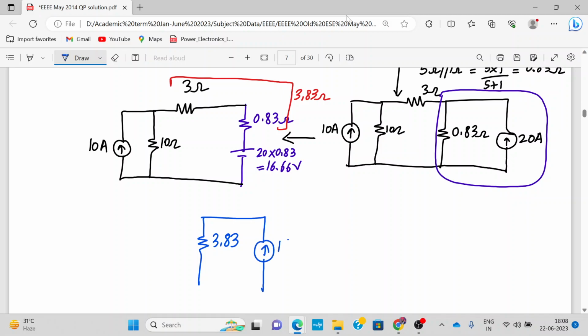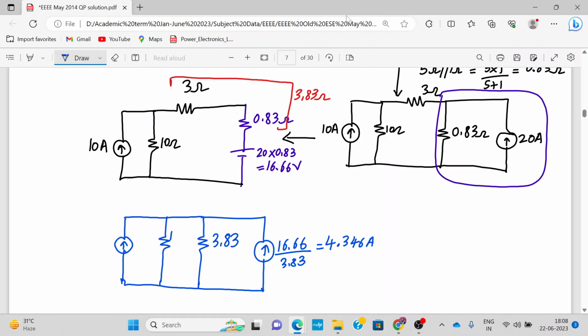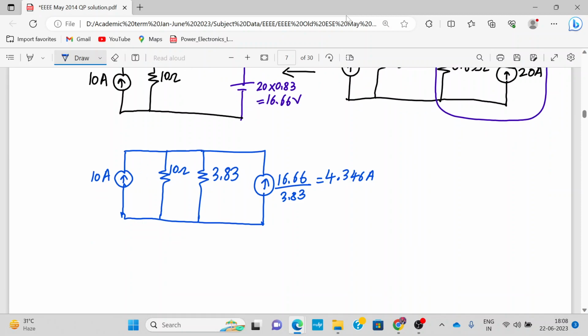What's the value of the current source? 16.66 divided by 3.83. That will come out to be 4.346 ampere. Remember, don't do anything to the 10 ohm resistance, because that is the resistance we want to find the current through. This is 10 ampere. So far clear?